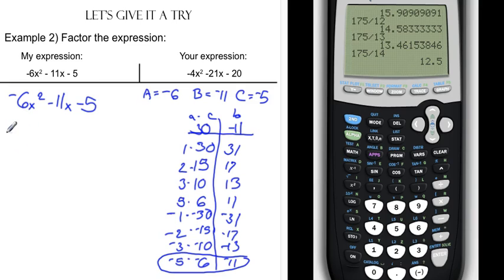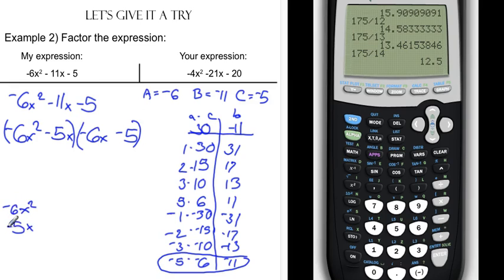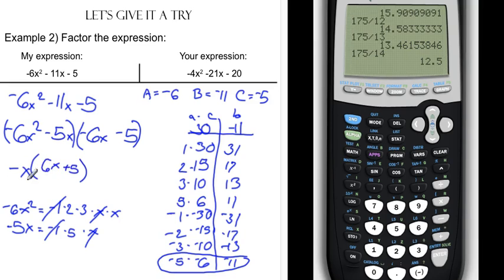So what I'll do is I'll now split that middle term into minus 5x and minus 6x. Notice that if I do negative 5 minus 6, I still get negative 11. And now I can factor by grouping. And notice when I factored this that I took out a negative with that. That's going to be very important.